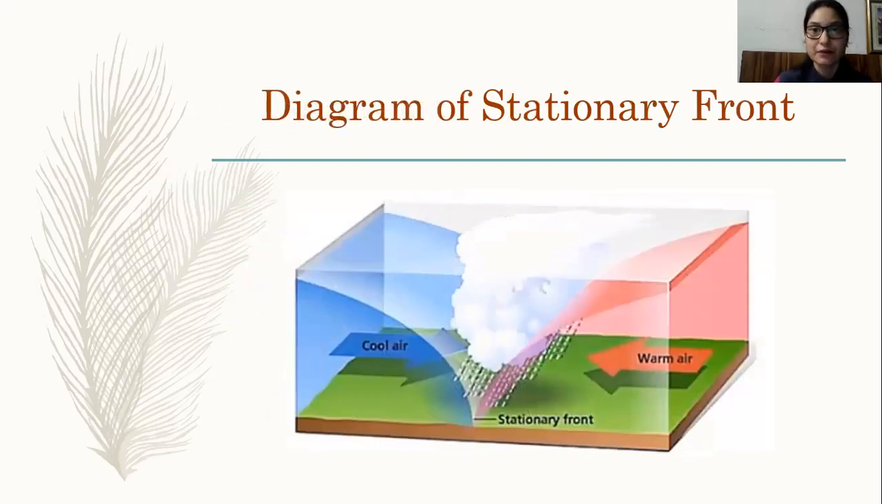This is the diagram of the stationary front. Over here we can see both the air masses are coming together. This is the cold air mass, this is the warm air mass, shown by red color. Cold air mass is shown by the blue color, and both of them are coming together with each other, but there is no struggle between the two, right?